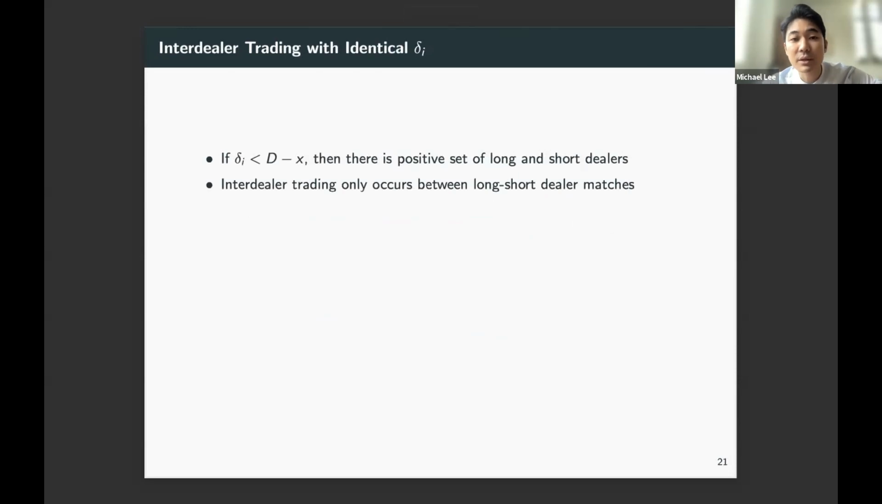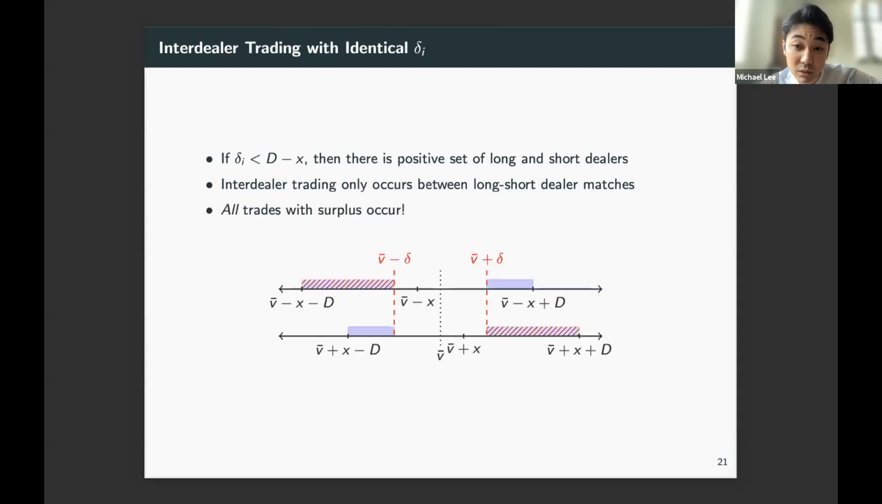So as long as there's a positive mass of long and short dealers concurrently in the market, then interdealer trading occurs between these long-short dealer matches. And these are also precisely all the trades with surplus. So even though we consider the potential for them to be differentially informed, it ends up being optimal for them to make the offers such that the desirable types of interdealer trades occur.